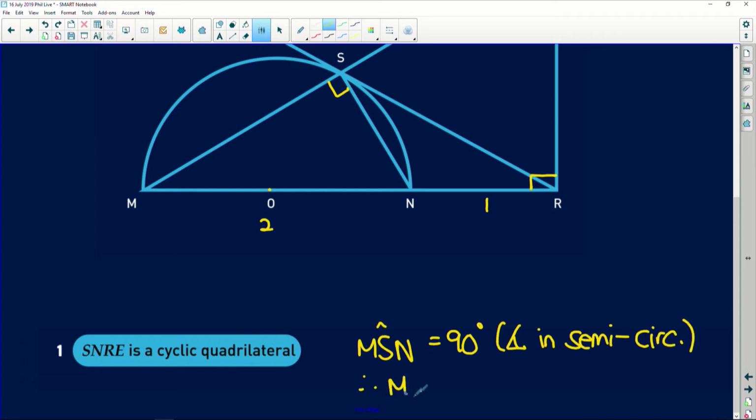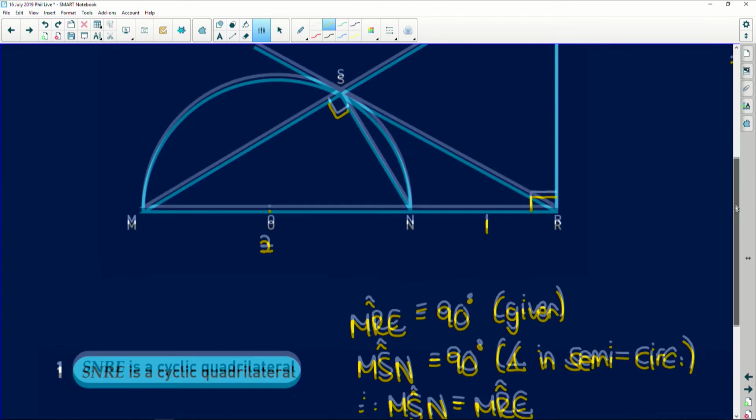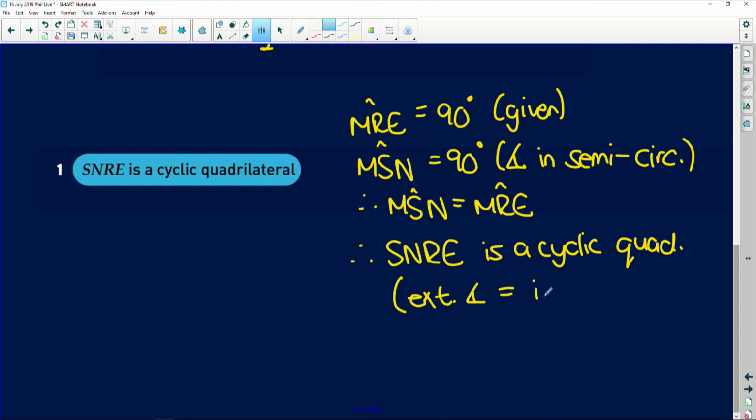And therefore, MSN is equal to angle MRE, because MRE was given to us as 90 degrees. We don't even need to justify that. You can say that MRE is equal to 90 degrees, and it was given. Therefore, angle MSN is equal to MRE, and therefore, SNRE is a cyclic quad. And the reason is exterior angle is equal to the interior opposite angle.